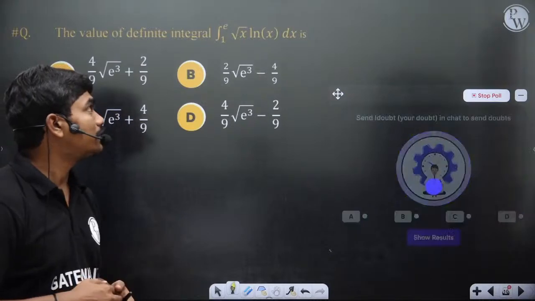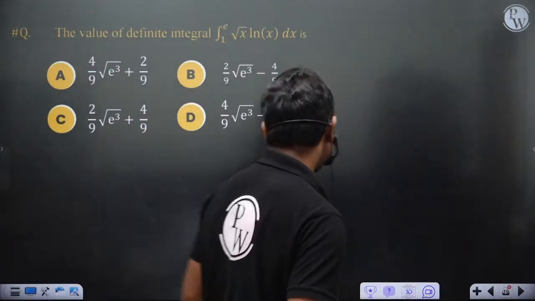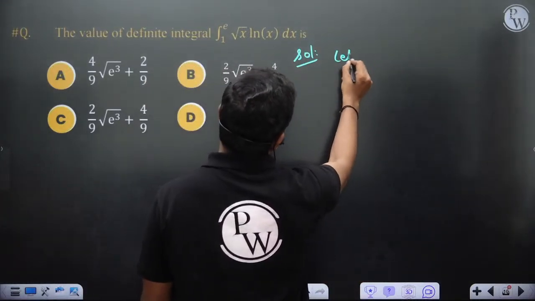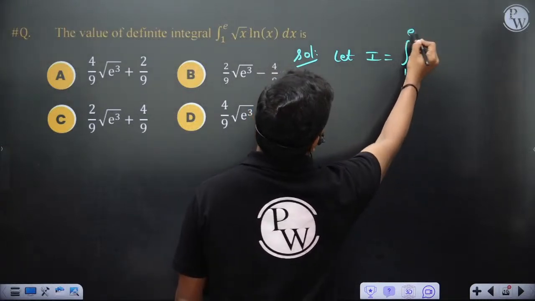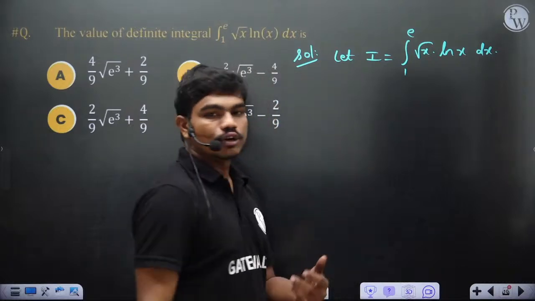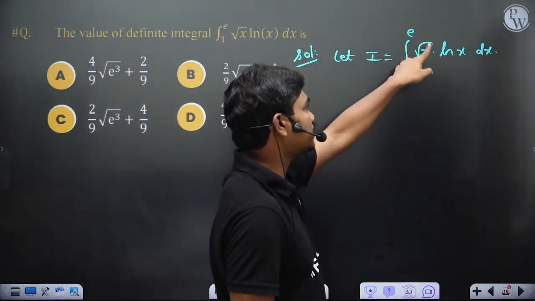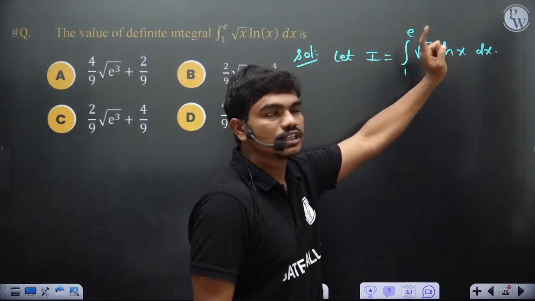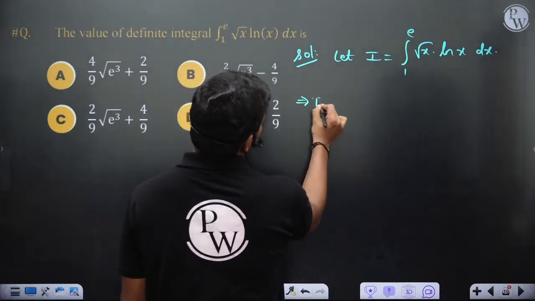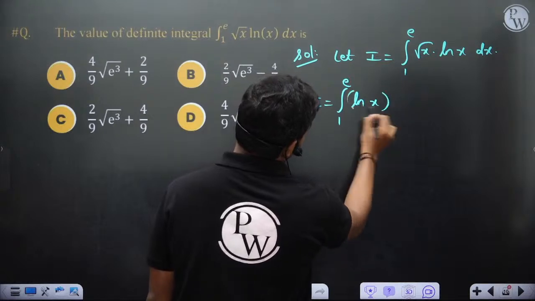The value of the definite integral, integral 1 to e of root x ln x dx. Let's solve this question. Let I equal integral 1 to e of root x times ln x dx. As I told you in the ILATE principle, first let's check the order. This is an algebraic function, x to the power 1/2, and this is a logarithmic function, ln x. So you can swap these two. So I equals integral 1 to e of ln x times root x dx.